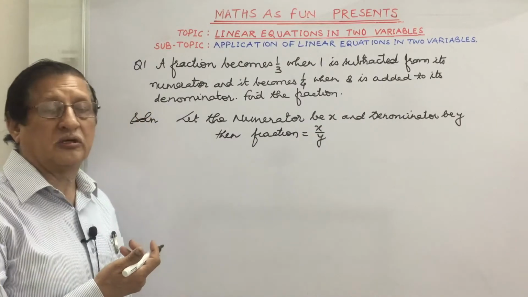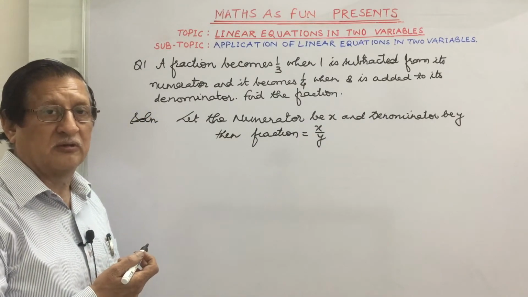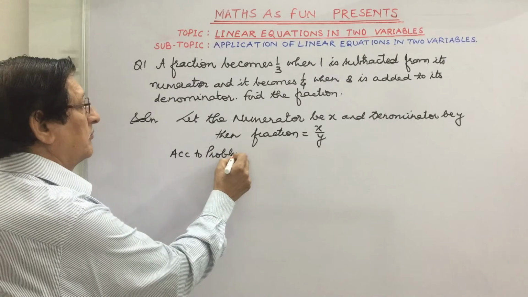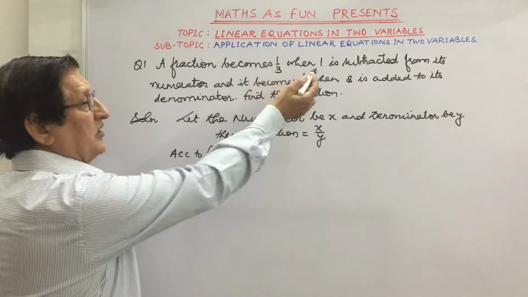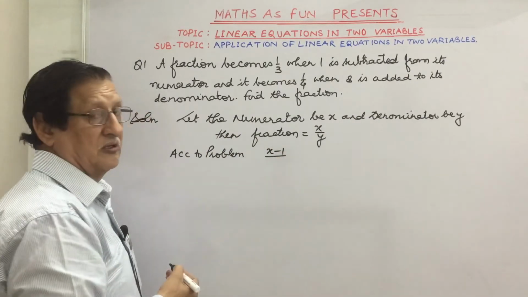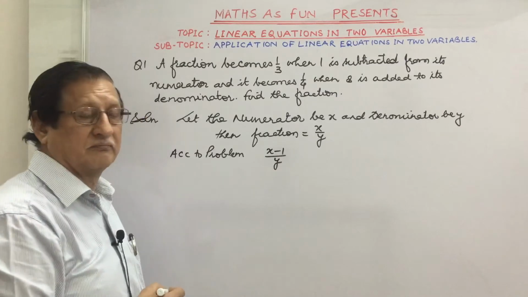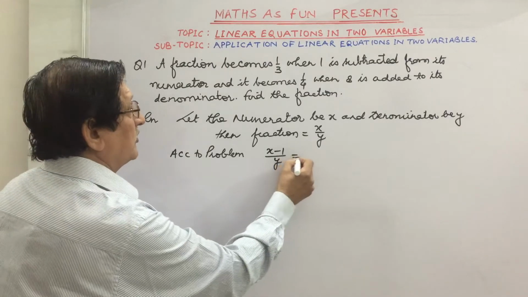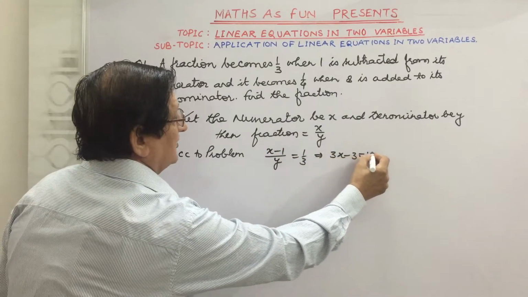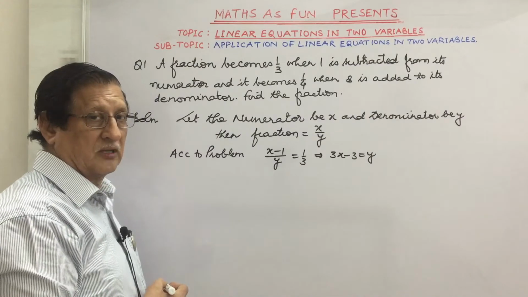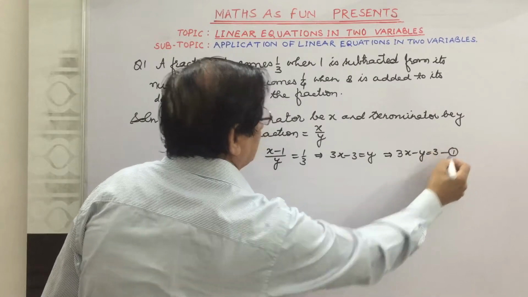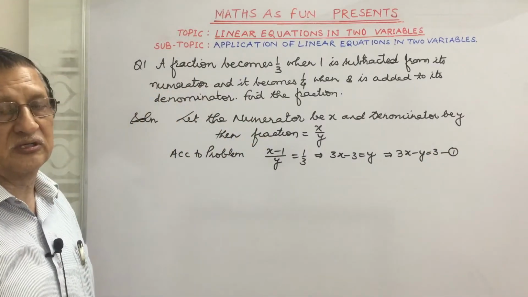Now we have to convert it into equations in two variables. Let's take the first one. According to the problem, we are given when 1 is subtracted from the numerator. It means the numerator becomes x minus 1, but the denominator remains the same, and that is equal to 1 upon 3. If we cross multiply, this will become 3x minus 3 equal to y. Or we can say 3x minus y equal to 3 by transposition, and this is equation number 1.